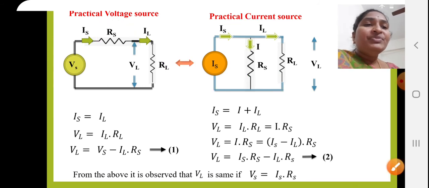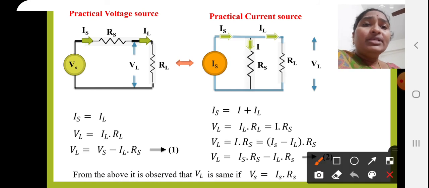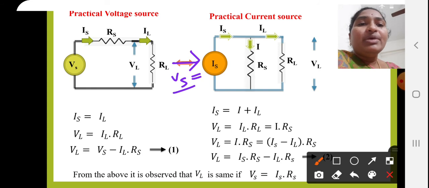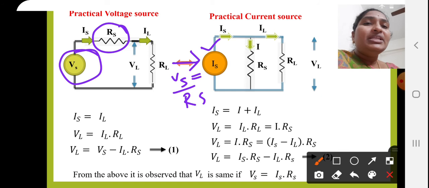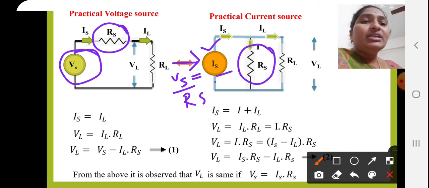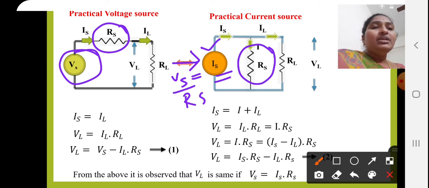The same way, if I have a practical voltage source, then I can transform this practical voltage source into a practical current source just by knowing this Is value, where Is is equal to Vs by Rs. What is this Vs? Vs is this value. Now from this I can calculate Is. Then whatever internal resistance is in series with the ideal voltage source can be connected in parallel with this current source, so that I can transform a practical voltage source into a practical current source.